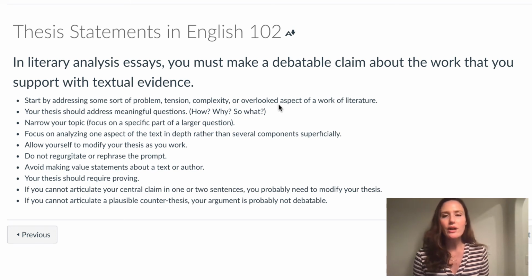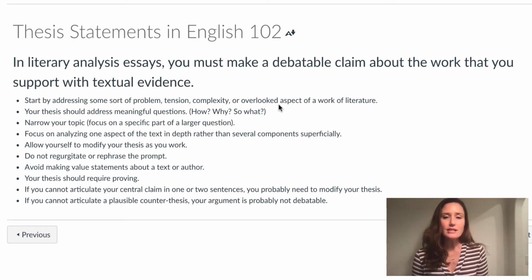And also, we want to avoid making preachy statements. After all, most of the time we're writing about fiction, right? So if the character does something that you think is reprehensible, the author is not necessarily condoning that or endorsing that, right? So avoid value statements about the text or the characters. Focus on the how and why and so what questions.